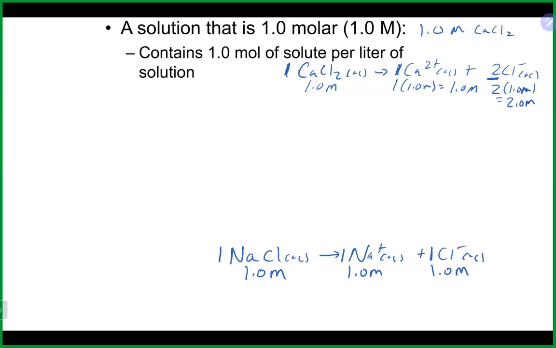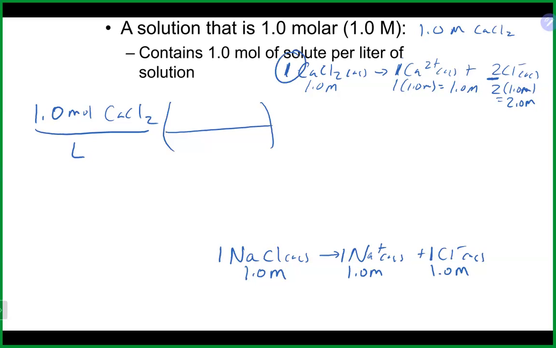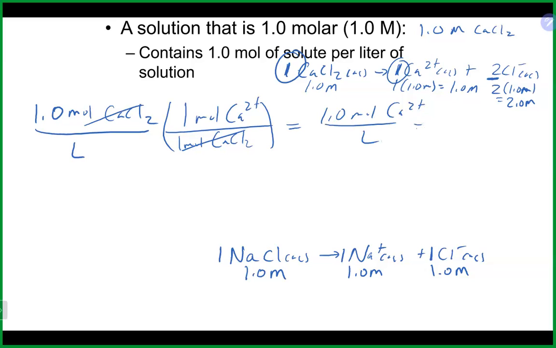The long version of that calculation is if I had 1 molar calcium chloride, that would basically be 1 mole of calcium chloride per liter of solution. And I would do basically stoichiometry here. It is a 1 to 1 relationship between the calcium. So 1 mole of the whole thing gives me 1 mole of the calcium ion. Those guys cancel, gives me 1 mole of calcium ion per liter, which is 1 molar of the calcium ion.